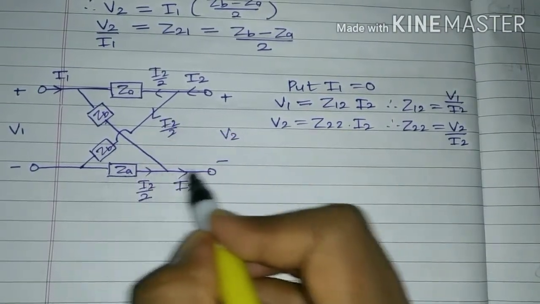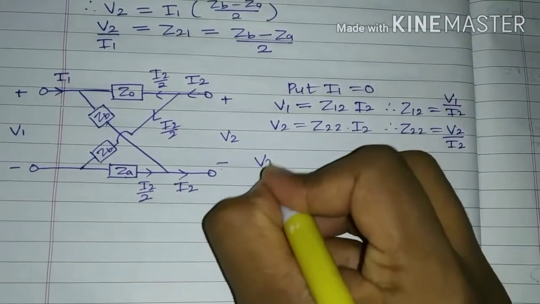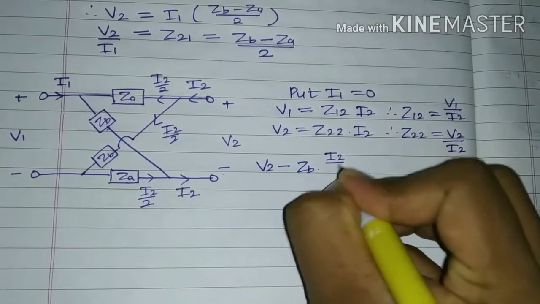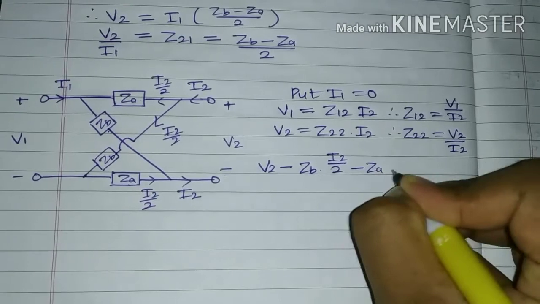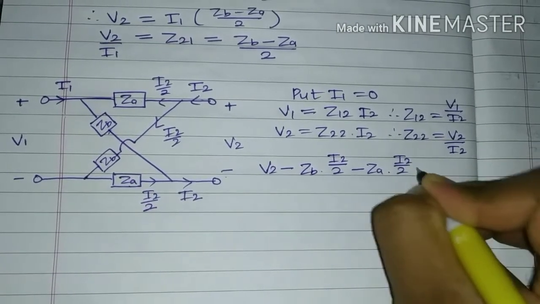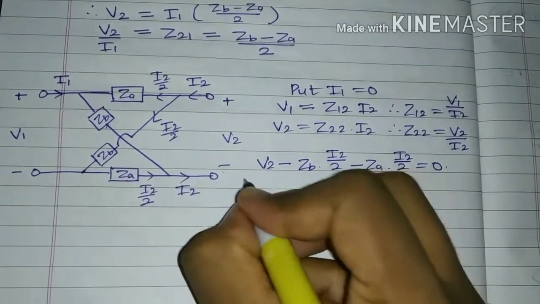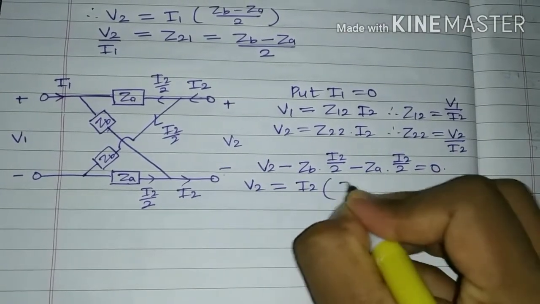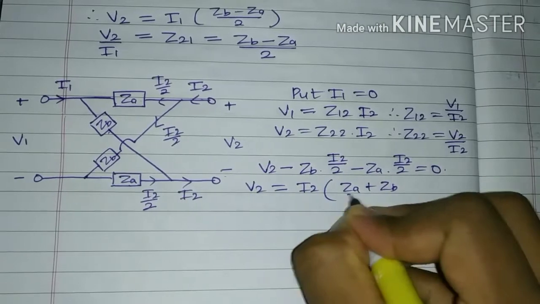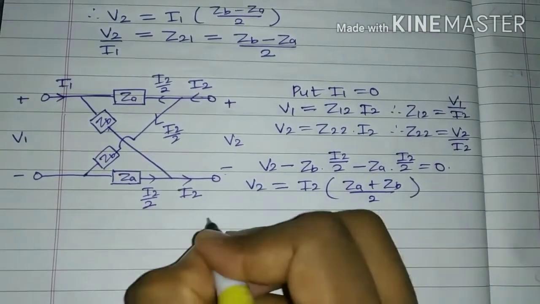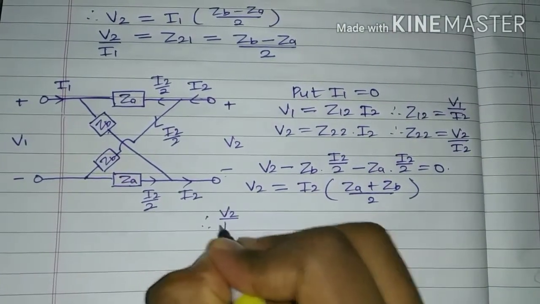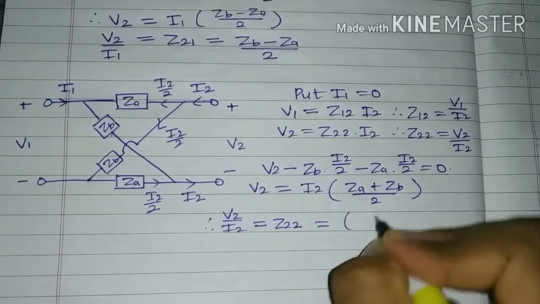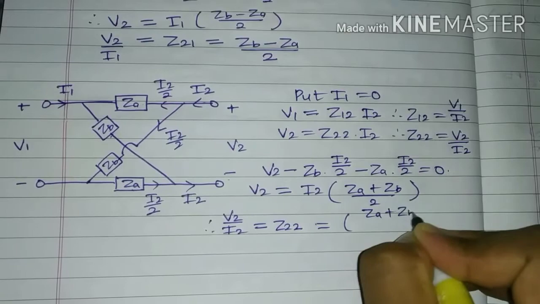So by applying KVL in this path, we get V2 minus ZB into I2 upon 2 minus ZA into I2 upon 2 is equal to 0. Hence V2 is equal to I2 into ZA plus ZB upon 2. Therefore V2 upon I2, which is equal to Z22, will be equal to ZA plus ZB upon 2.